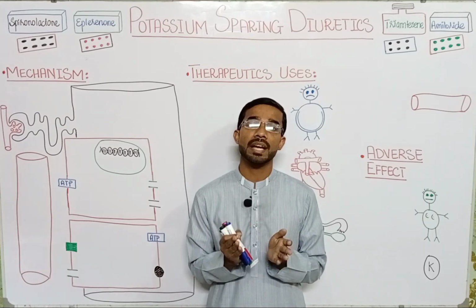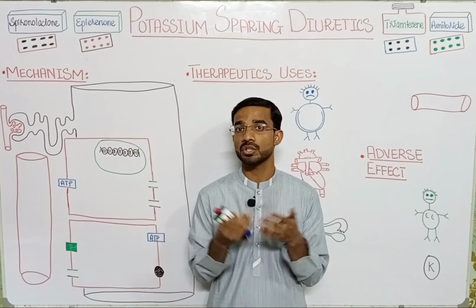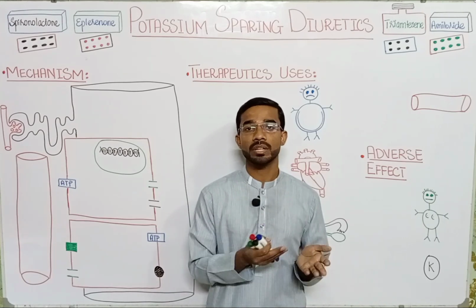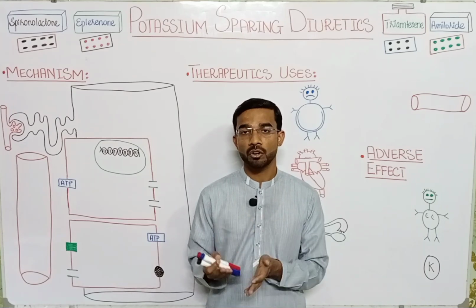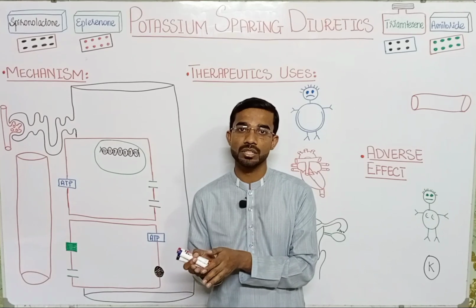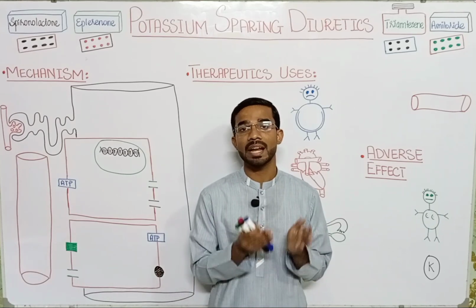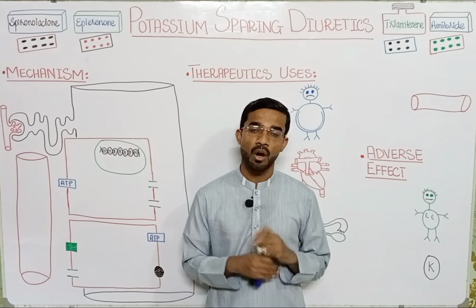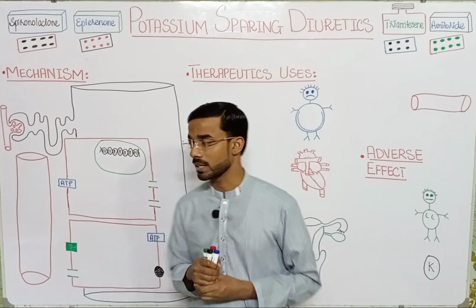And we categorize the potassium-sparing diuretics into two: aldosterone antagonists and sodium channel blockers. Spironolactone and eplerenone are categorized as aldosterone antagonists, and triamterene and amiloride are categorized as sodium channel blockers. So, first of all, we will discuss their mechanism.